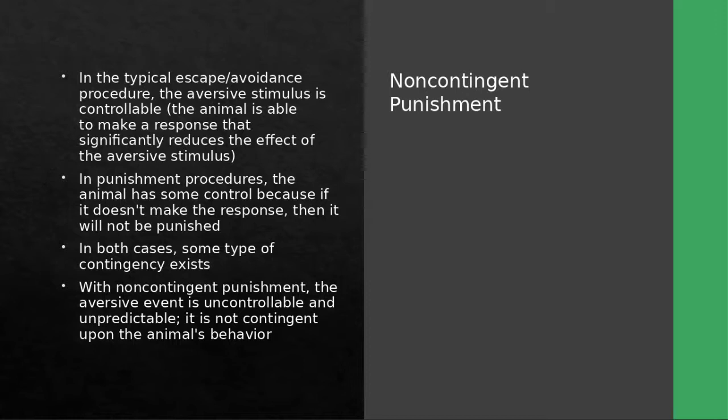With non-contingent punishment, the aversive stimulus is uncontrollable. It's not contingent upon the animal's or the person's behavior. So what happens to you is not a result of the behavior that you perform.